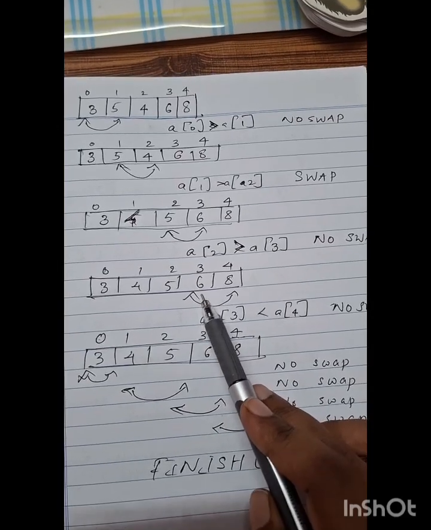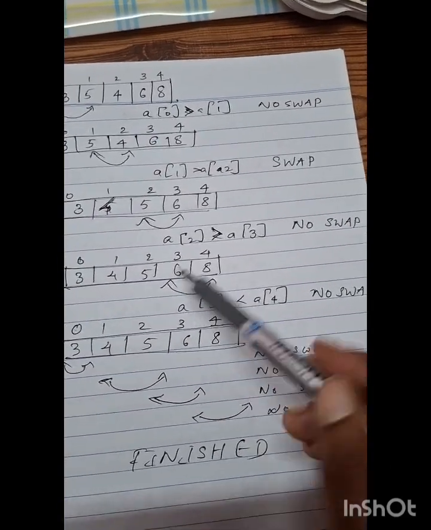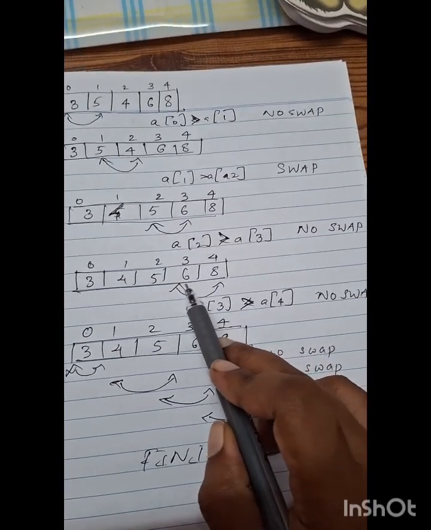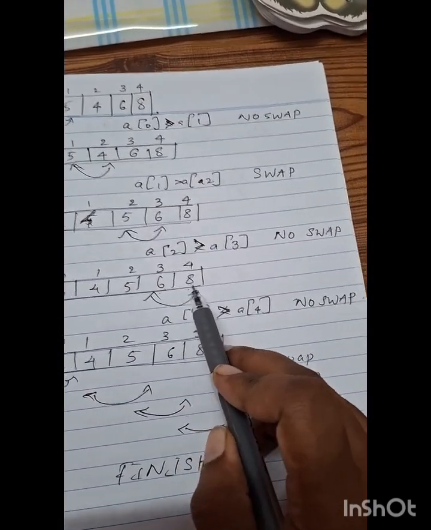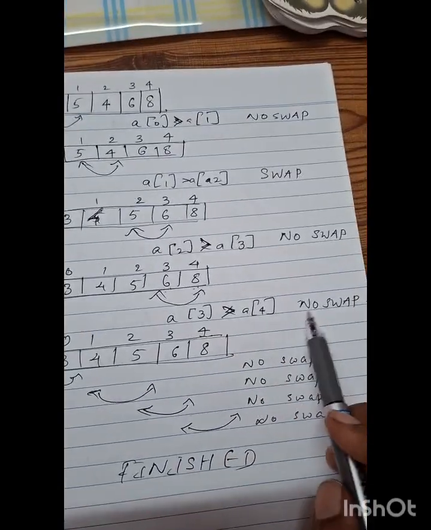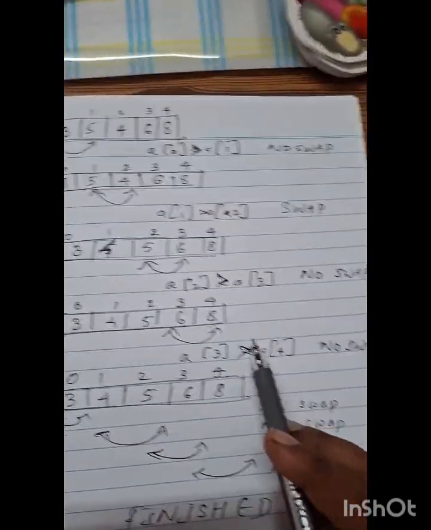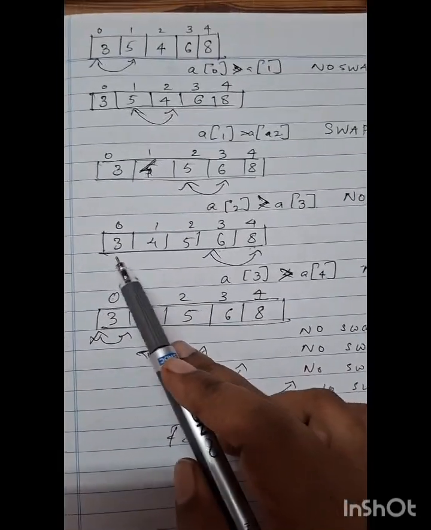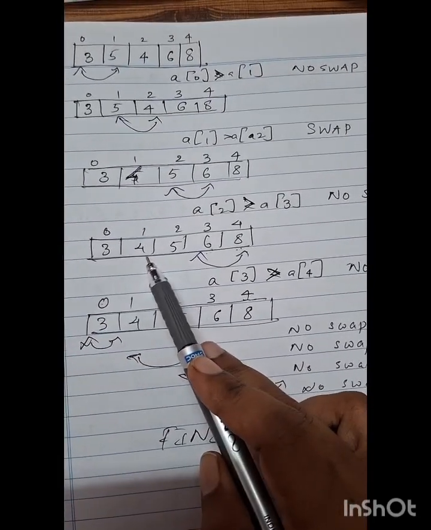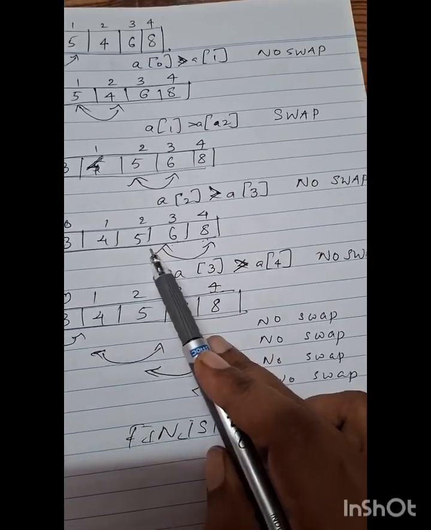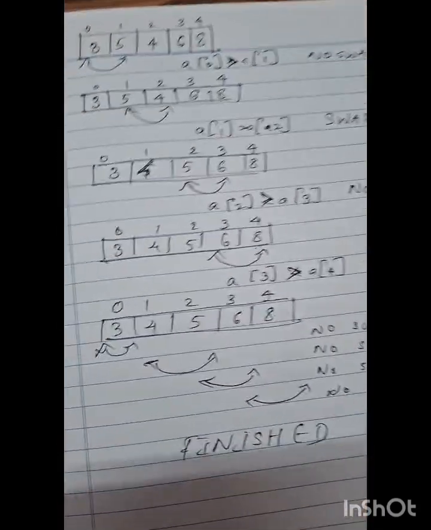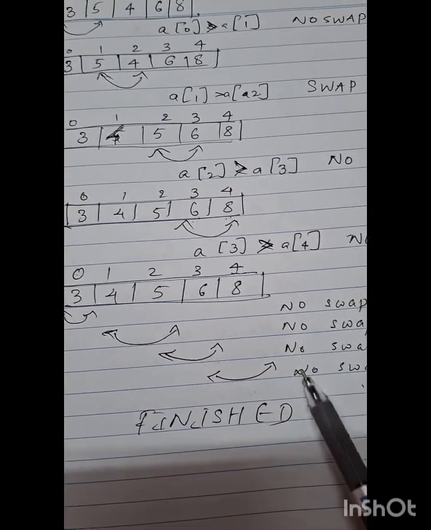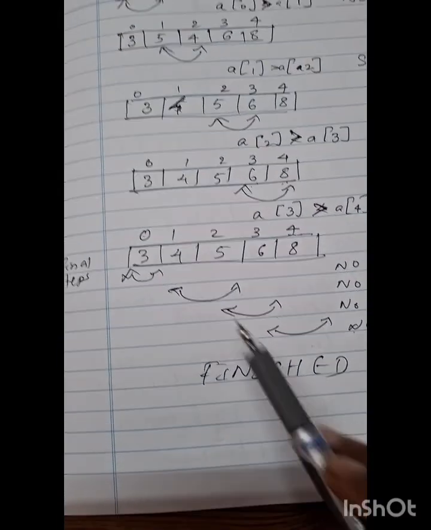Here again checking A3 with A4. Check whether A3 is greater than A4. No, A3 is not greater than A4. They are in position, so no swap is needed. So the swapping comes to an end when no swaps are found. Again when we continue the same, A0, A1, no, A1, A2, no, A2, A3, no, A3, A4, no. So no swaps here. This is until no swaps are found.